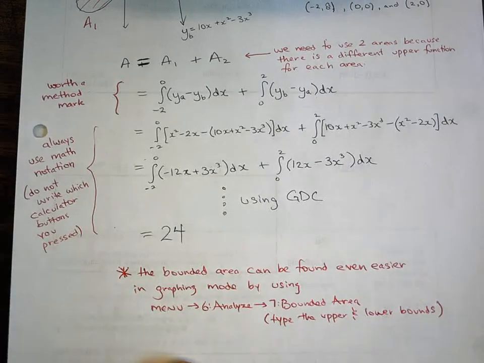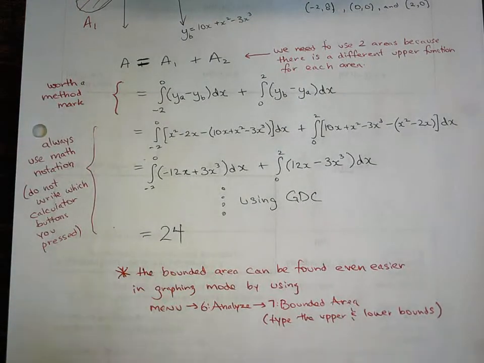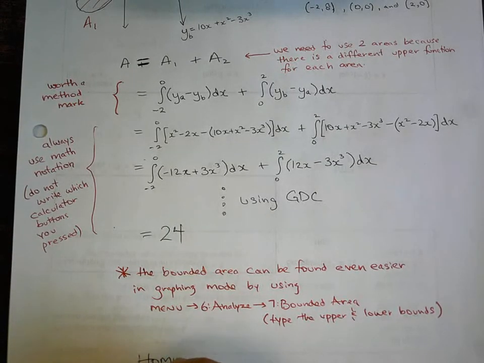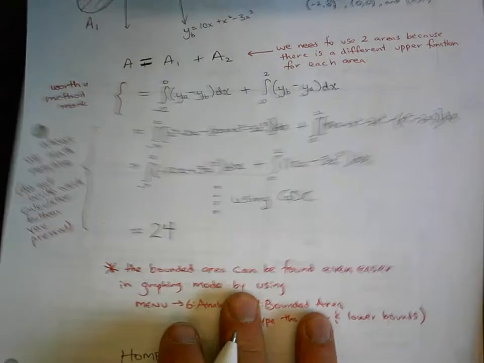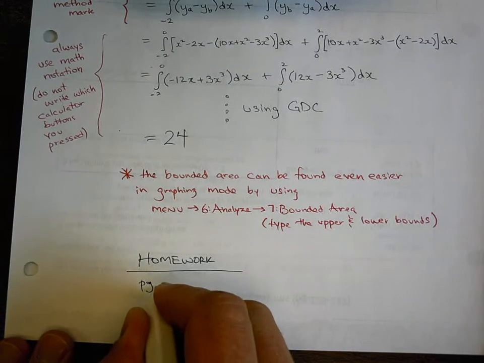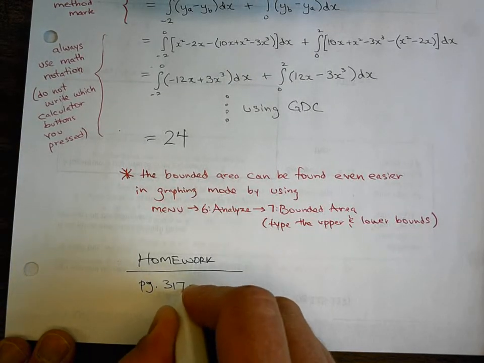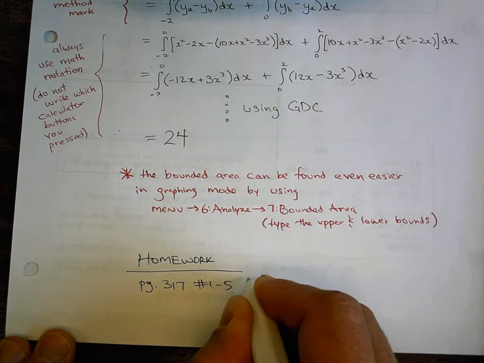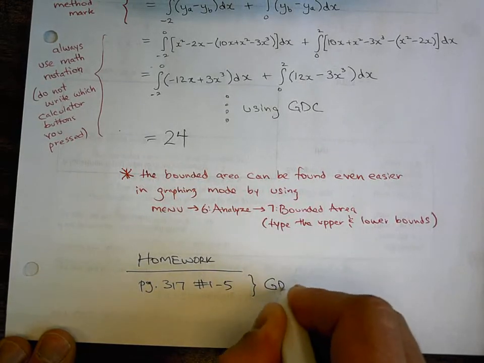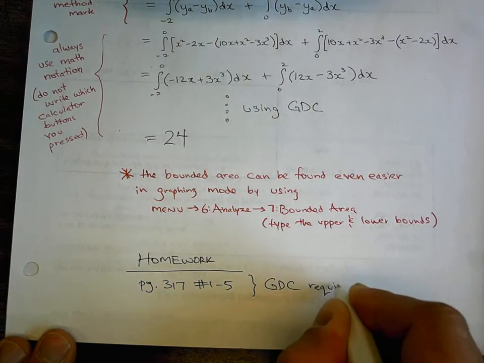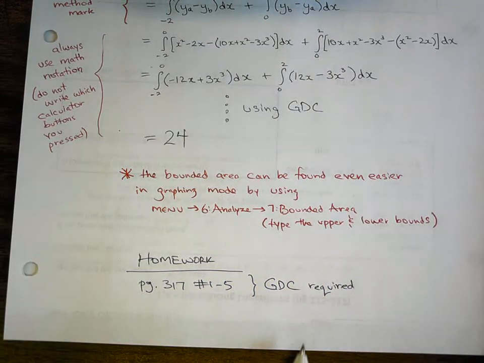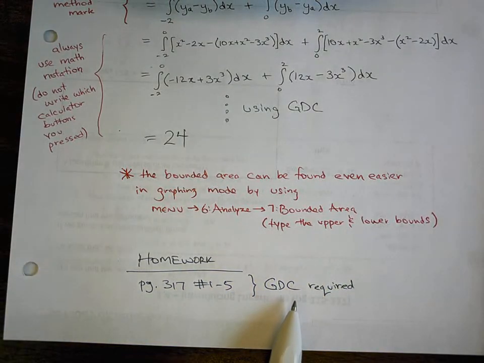So that is our lesson on finding the area between two curves. You've seen how to do it with the calculator, and you've seen how to do it without the calculator. Your homework, the previous page I gave you homework without the calculator. This homework is with the calculator. So page 317, number 1 to 5, and that is GDC required. You can't do it without. Hopefully you have your calculator access to it. If not, you can use Wolfram Alpha or Desmos.